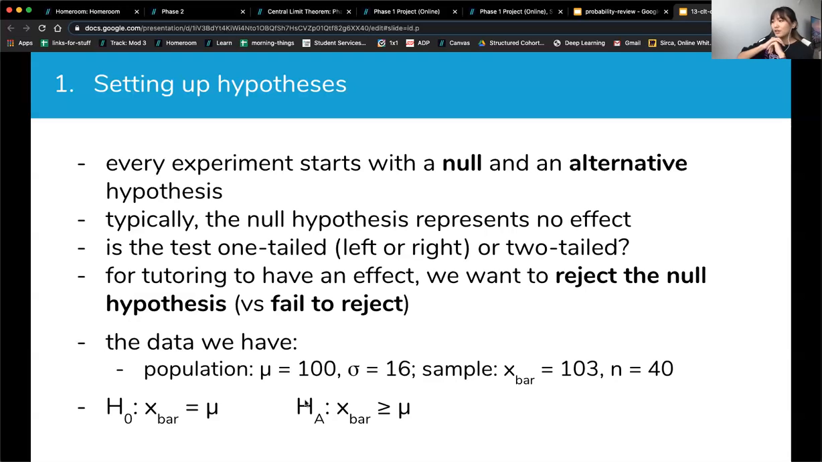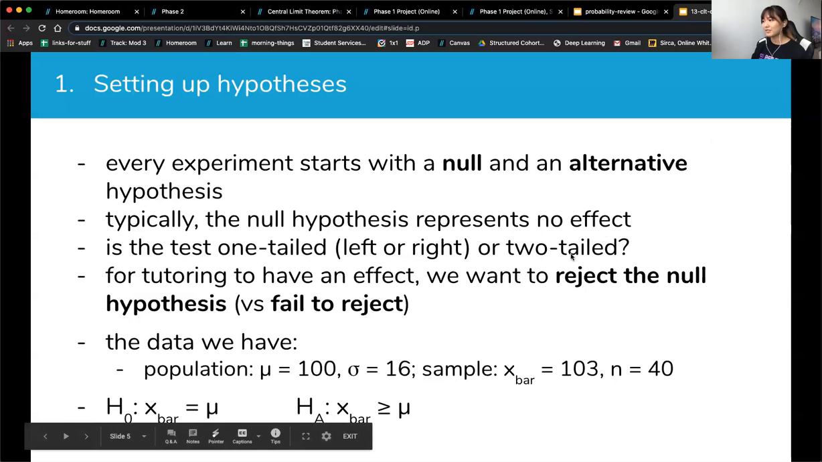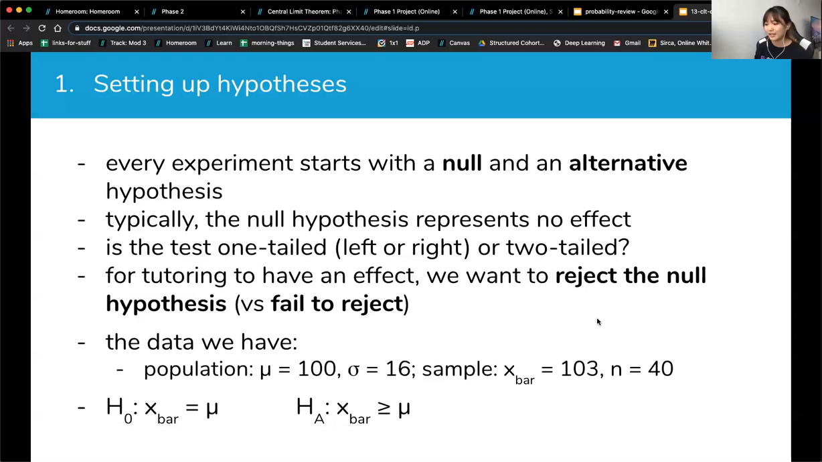And so overall, for tutoring to have an effect, usually we want to reject the null hypothesis, because the null hypothesis represents no effect, and we want to reject the null hypothesis that there is no effect.